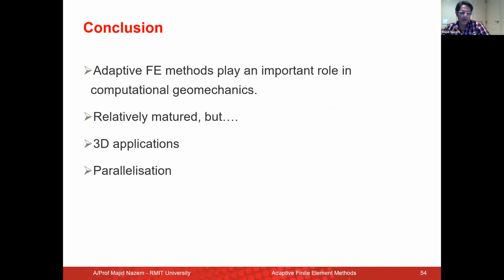So I hope I was able to introduce you to the application of adaptive finite element methods in computational geomechanics. In my humble view, these methods are relatively mature, but they still demand more research, for instance, 3D applications or parallelization.